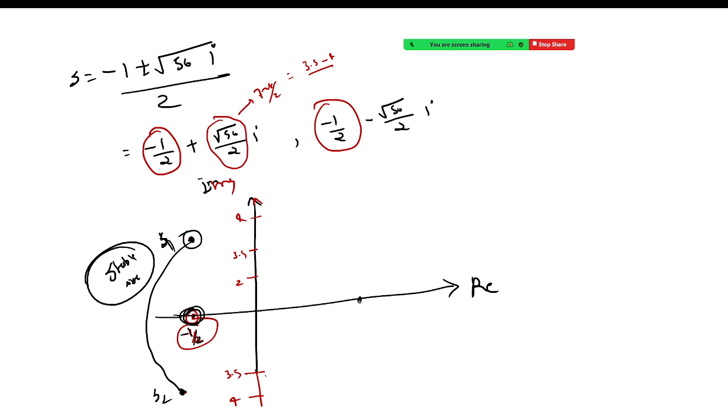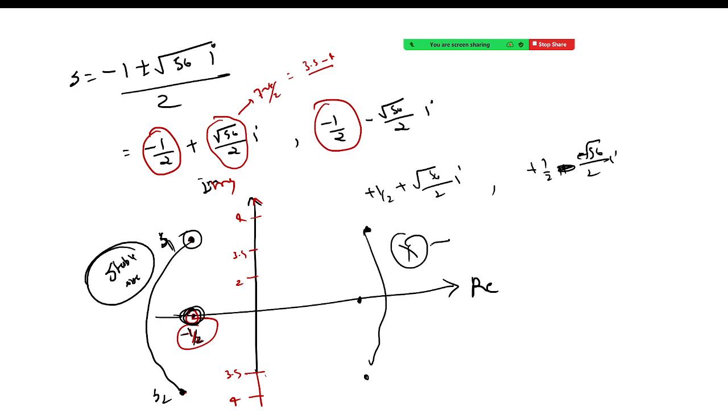But if the real parts would be like that, plus 1 upon 2 plus root 56 by 2i and plus 1 upon 2 minus root 56 divided by 2i, this would be here kind of thing. And if it is here, then this system is unstable.